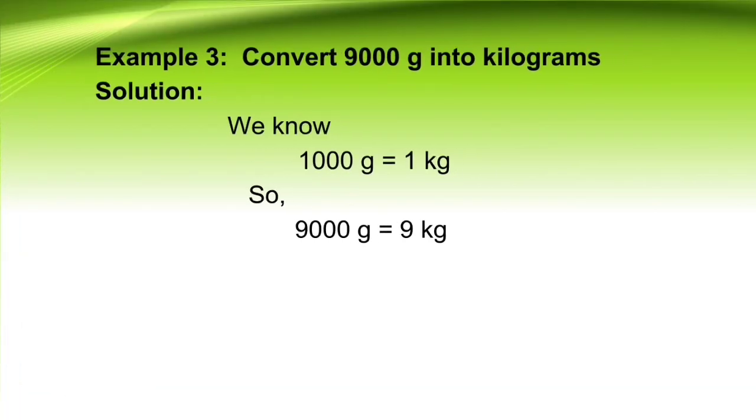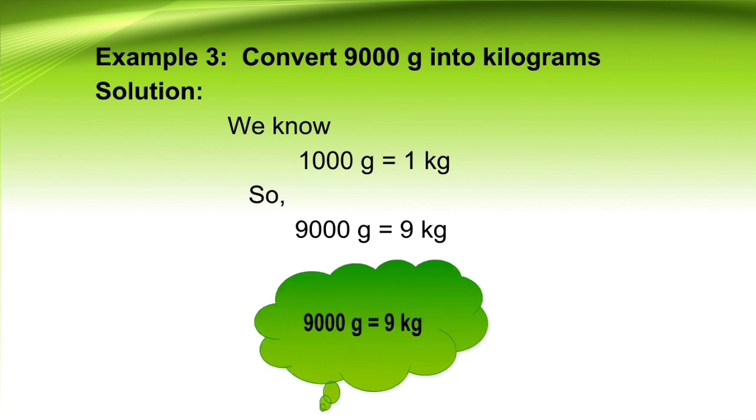Let us learn this also with example, children. Example 3: convert 9000 grams into kilograms. Children, we know that 1000 grams is equal to 1 kilogram. So 9000 grams will be 9 kilograms.